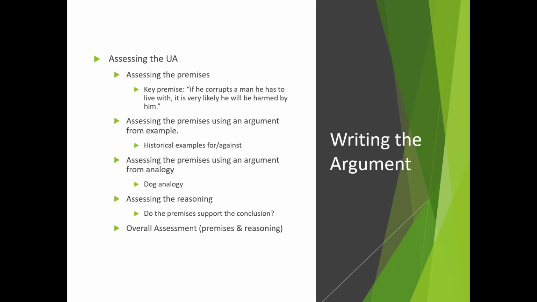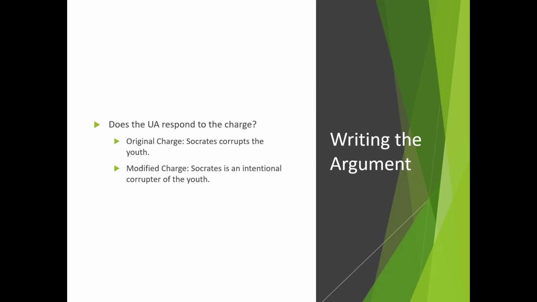Now once you finish assessing the unintentional argument, the next step is to assess whether it responds to the charges or not. Like the horse trainer analogy, Socrates gets Meletus to modify the charge. The original charge is that Socrates is a corrupter. The modified charge is that he's an intentional corrupter. So you need to answer both. So how do you do that? Well, just like with the horse trainer analogy, it all follows from your assessment of the unintentional argument itself.